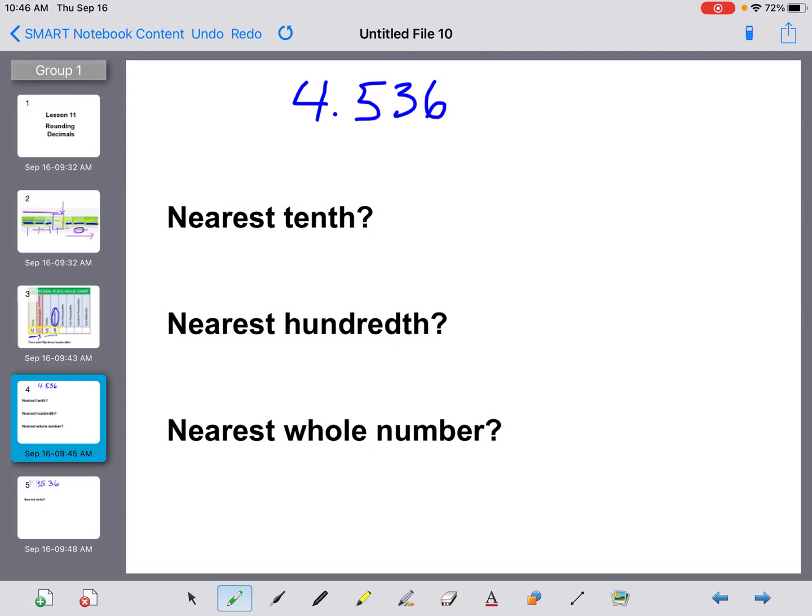So let's do the first one. We have here the nearest tenth. So in order to round this number to the nearest tenth, we need to find the tenths place, which would be right beside the decimal.